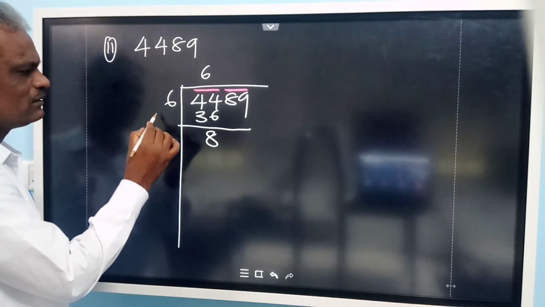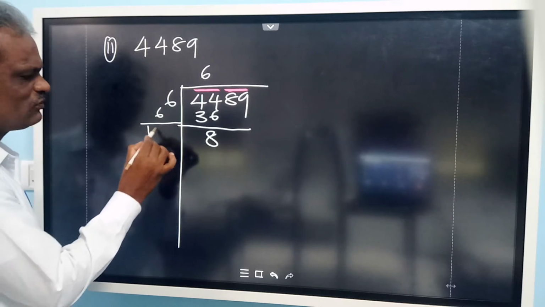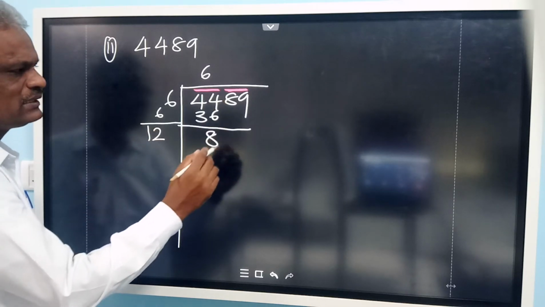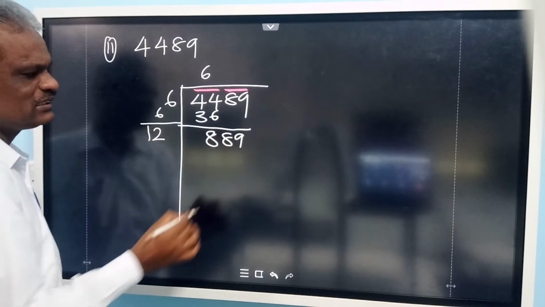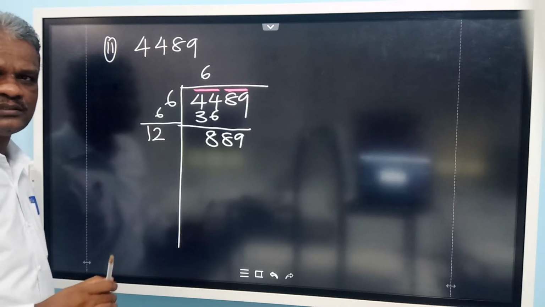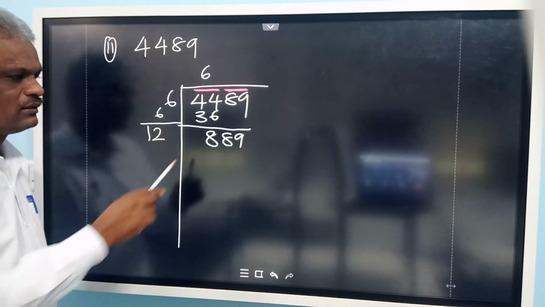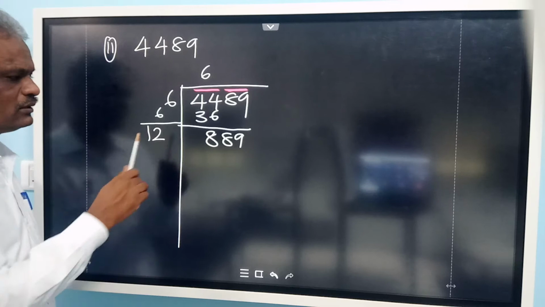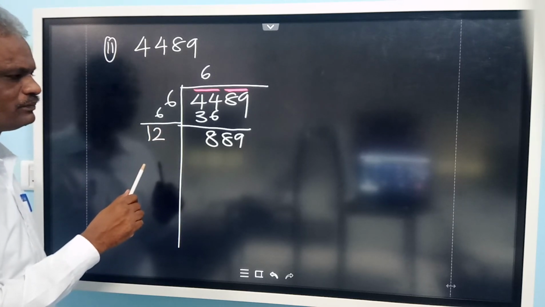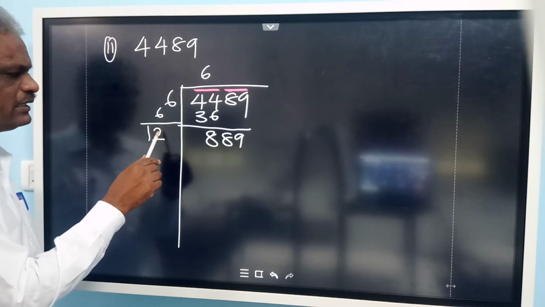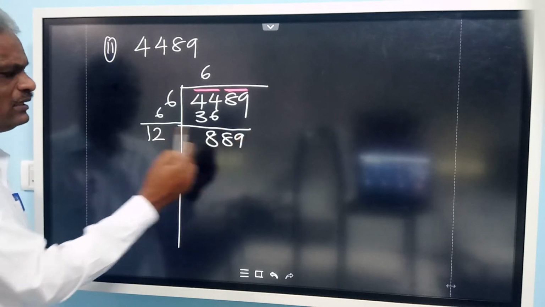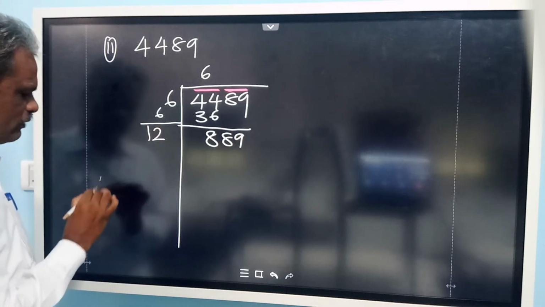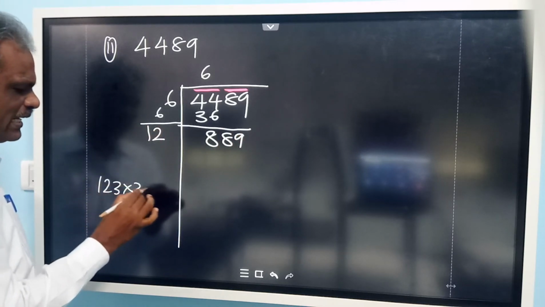So now double this one. 6 plus 6, it is 12. Bring down this 89 here, right adjacent to 8. Remainder 8. So now 889 you are getting as a new dividend. So here you write down a number. See, look at this. The last digit is 9. If I write here 123, you will get 9.